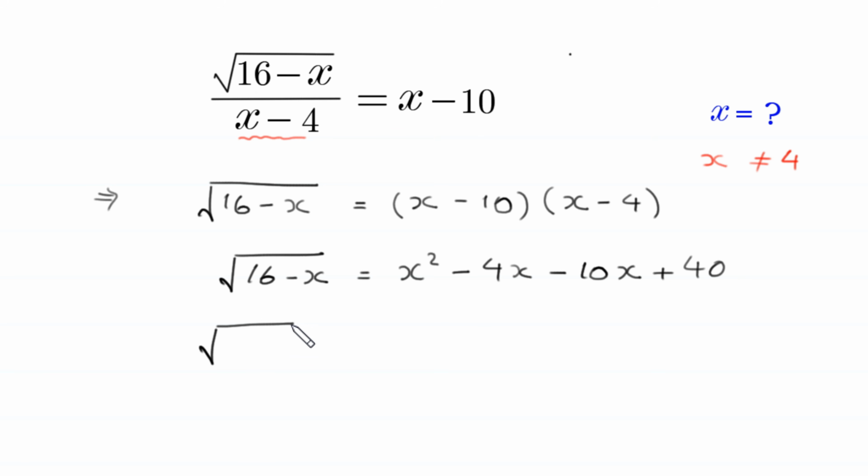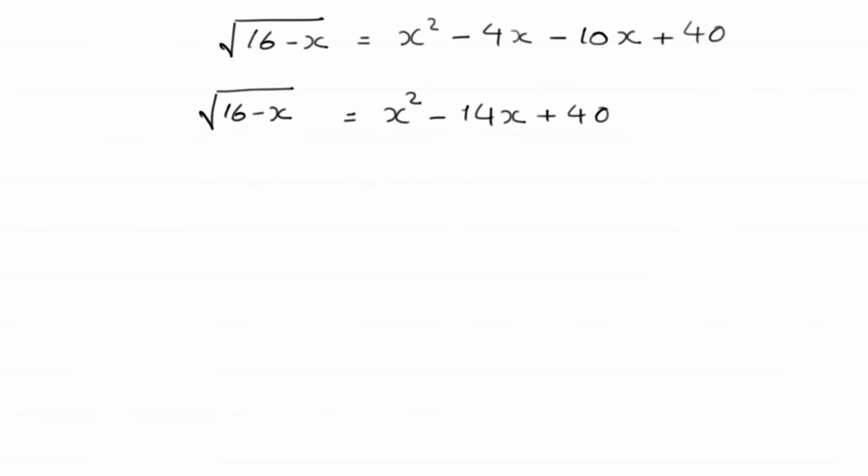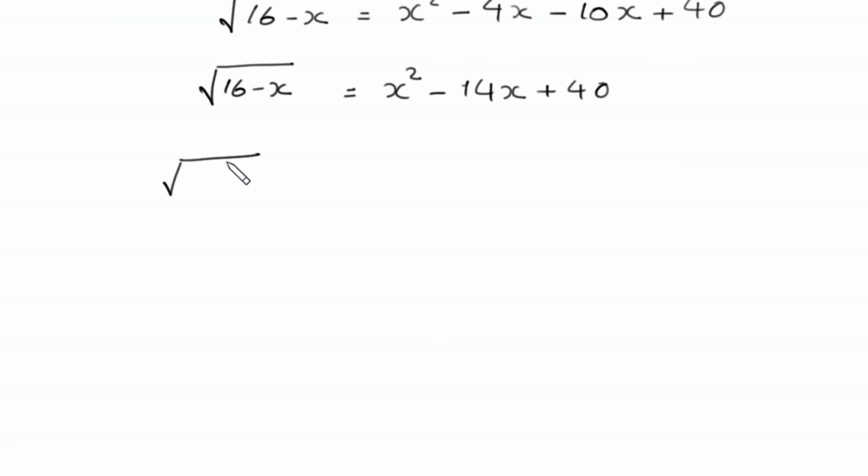Next, square root of 16 minus x is equal to x squared. Negative 4x minus 10x will become negative 14x plus 40. Next, square root of 16 minus x is equal to, we want to write this expression as a perfect square according to this algebraic identity, a squared minus 2ab plus b squared is equal to a minus b whole squared.